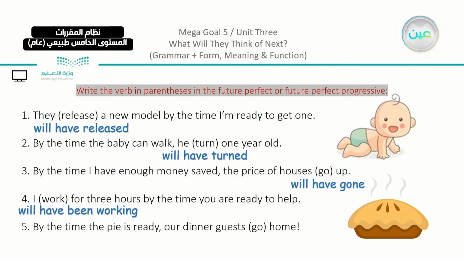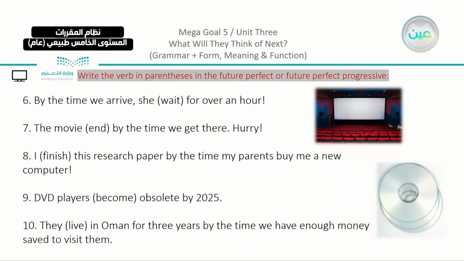The last one, by the time the pie is ready, our dinner guests will have gone home. Moving on. Now you can see here is the same thing. We have here, by the time we arrive, she will have been waiting for over an hour. So here, why did I use a progressive? Because of "over an hour." The second one, the movie will have ended.